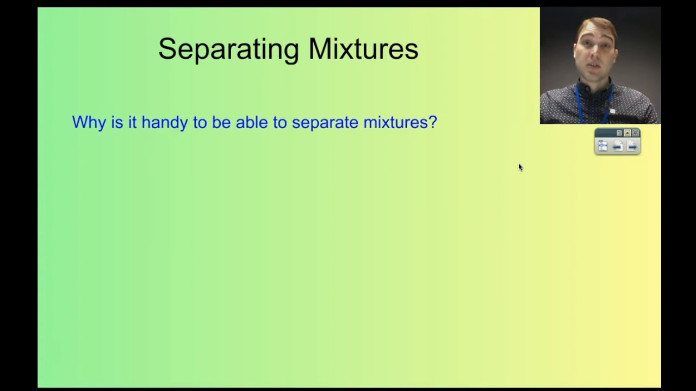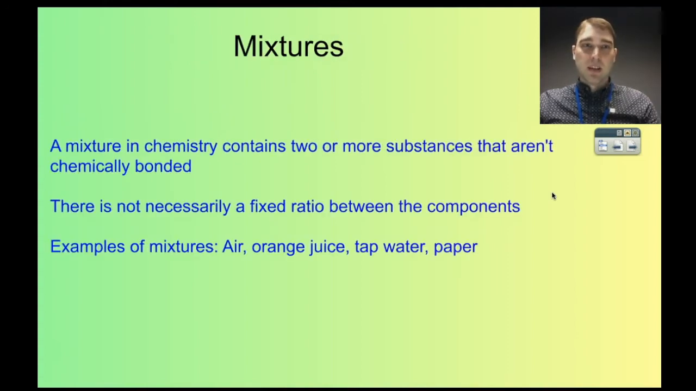So I'm going to start with this question. Why is it handy to be able to separate out mixtures? So what is a mixture? In chemistry, we say a mixture contains two or more substances that aren't chemically bonded. And what that means is there's not necessarily a fixed ratio between the components.